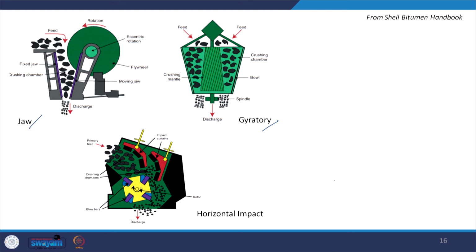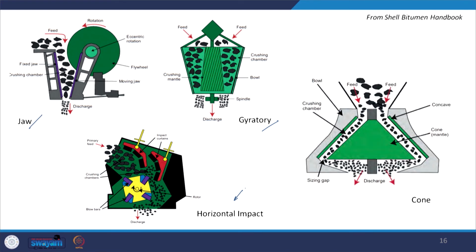This is an example of a horizontal impact crusher. Here we have more control on shape in comparison to the jaw and gyratory crusher, but again the cost per production using the impact crusher is a little higher. This is an example of a cone crusher, and a cone crusher has better control over the shape, and they are mostly used as secondary and tertiary crushers.